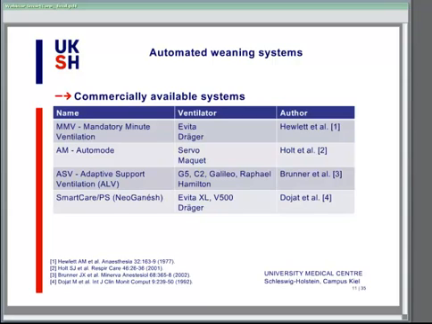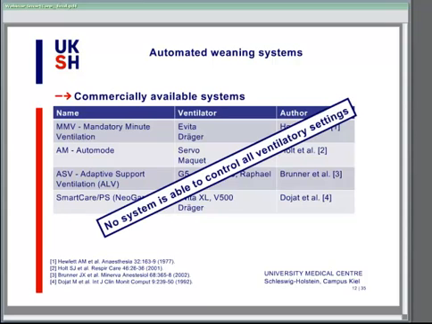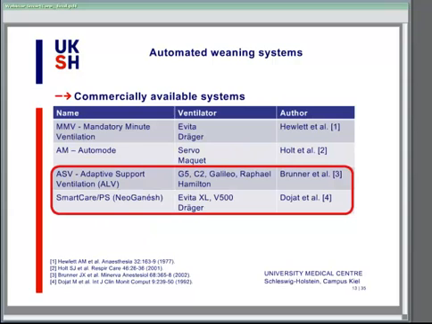The first system, and the oldest system, is mandatory minute ventilation. This mode just controls the mechanical breathing frequency according to a user-given minute ventilation. Auto mode is an automatic switch between assisted spontaneous breathing and pressure-controlled ventilation. Adaptive support ventilation is a semi-automatic system, and I will show you some details later on. SmartCare pressure support is a system that controls the pressure support in patients who are already in assisted spontaneous breathing mode. But actually, no system is able to control all of the ventilatory settings, and I will focus my speech now on the 2 highlighted systems here.